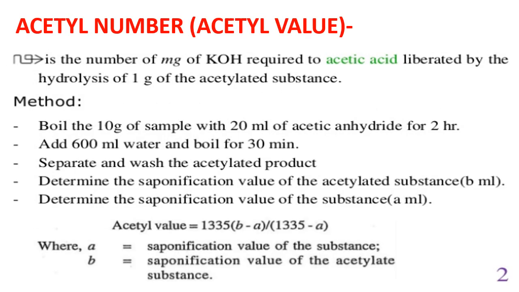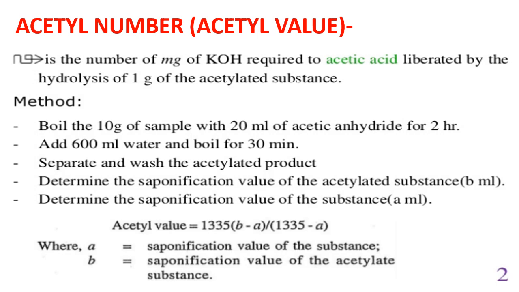Acetyl number or acetyl value. It is the measure of milligrams of potassium hydroxide required to neutralize the acetic acid which is liberated by hydrolysis of 1 gram of acetylated substance. Next, the method to determine the acetyl value. First, boil 10 gram of sample of oil or fat with 20 ml of acetic anhydride for 2 hours. Then add 600 ml water and boil for 30 minutes. Then separate it and wash the acetylated product.